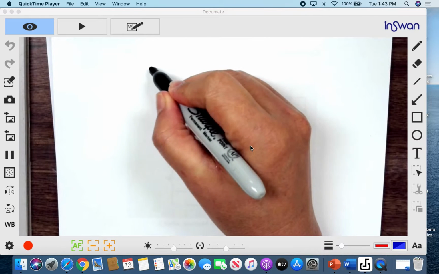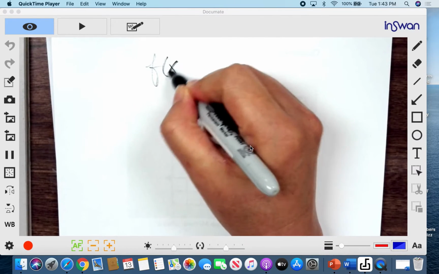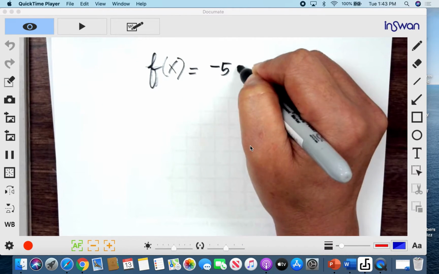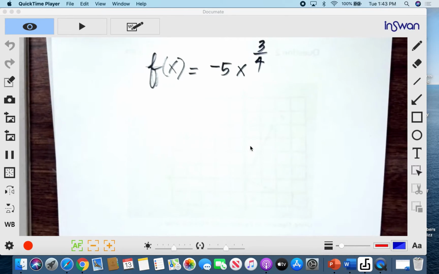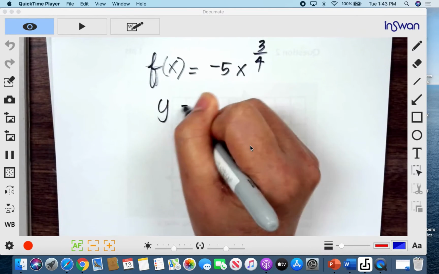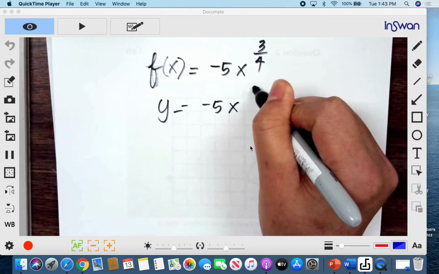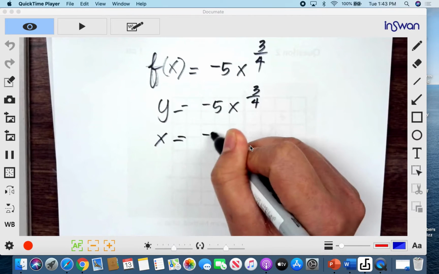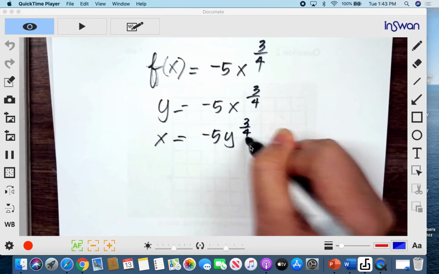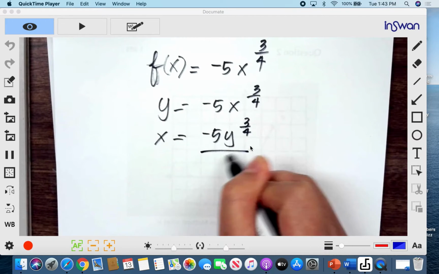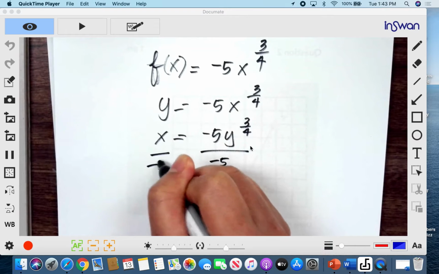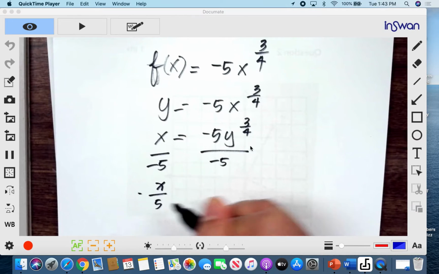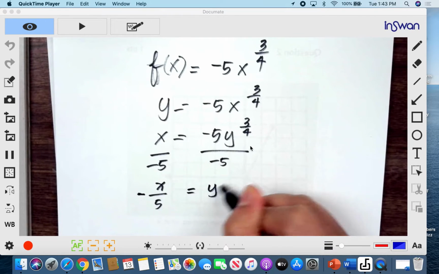So let's do another power function. f of x equals negative 5x raised to 3/4. Okay, so put it first in the y form and then switch your x and y. And then isolate y, so we don't need negative 5, so we will divide both sides of the equation by negative 5. So x over 5 now becomes negative, and you have y raised to 3/4.